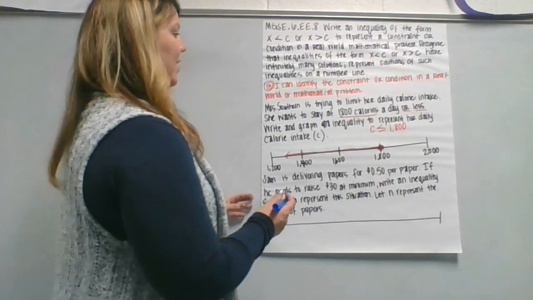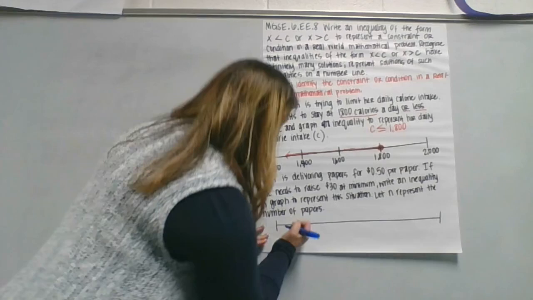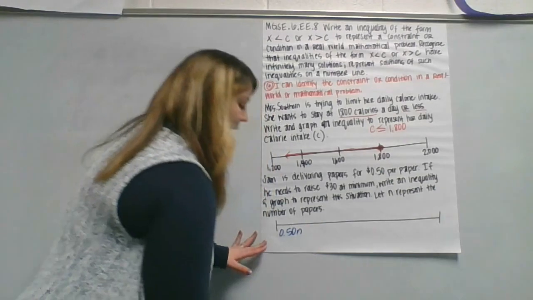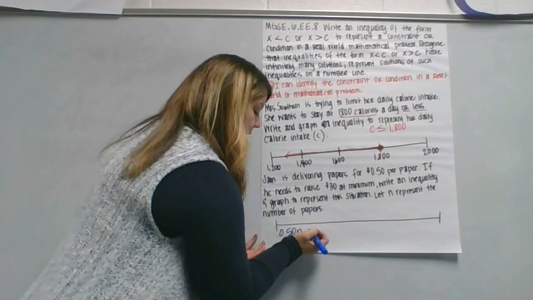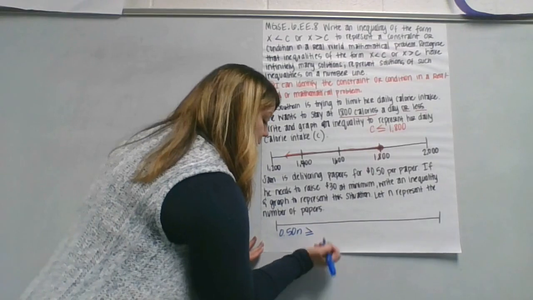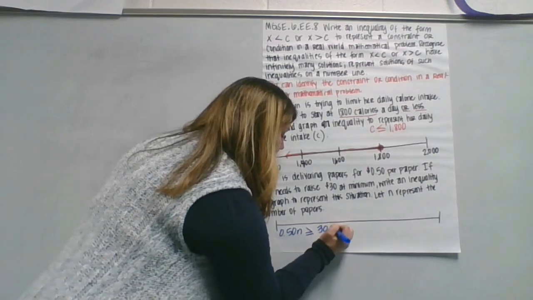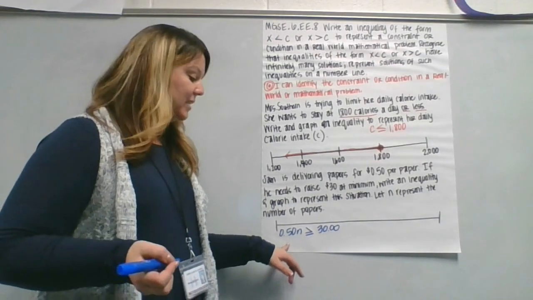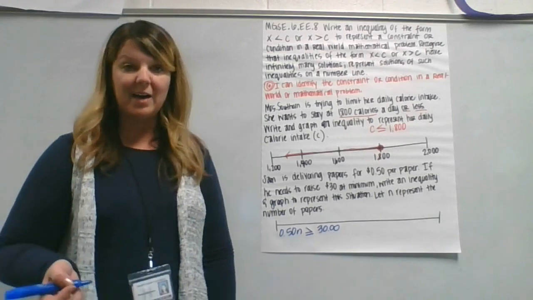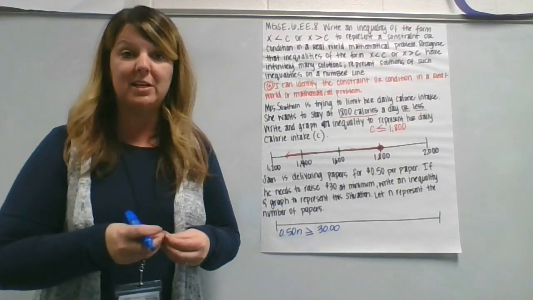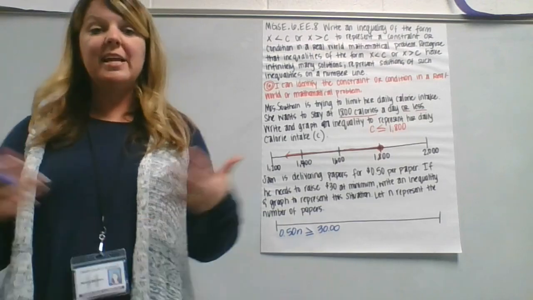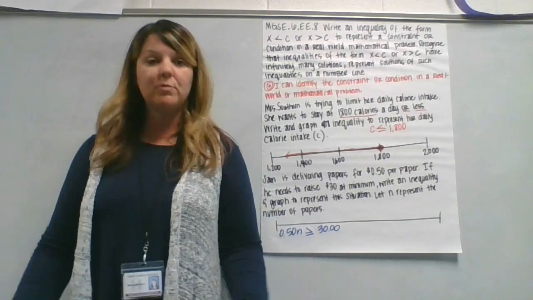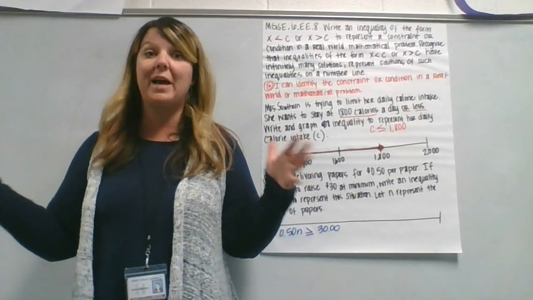So if I write that down, I'm going to have 50 cents times some number of papers is greater than or equal to $30. Okay, so now in order to be able to graph this on my number line, I need to figure out what's the minimum value of N? What's the minimum number of papers that I can sell to make at least the $30? Now, is it going to be bad if I sell more than that many papers or deliver more than that many papers? Of course not. Then you're going to have more money, which is always a good thing.